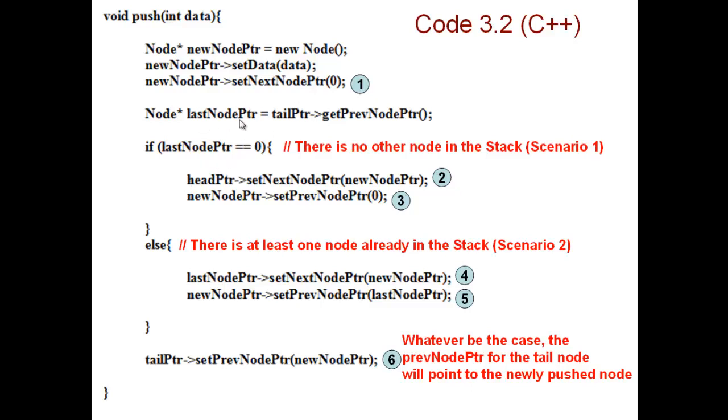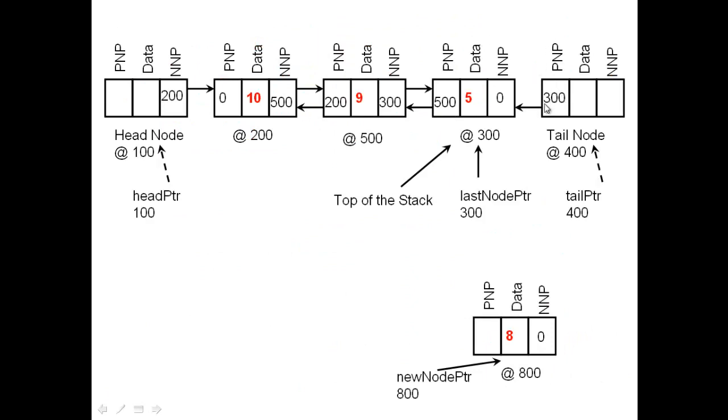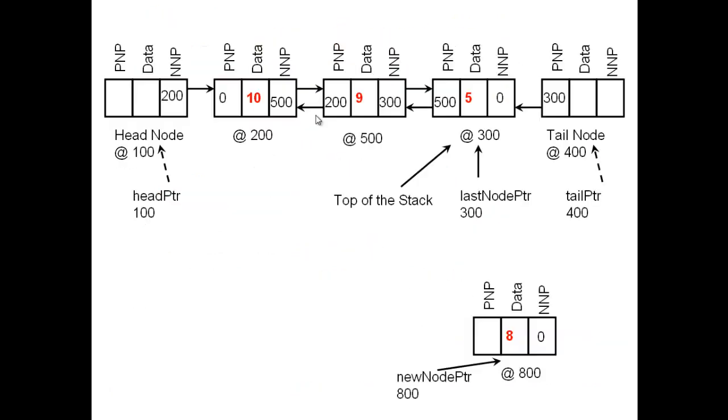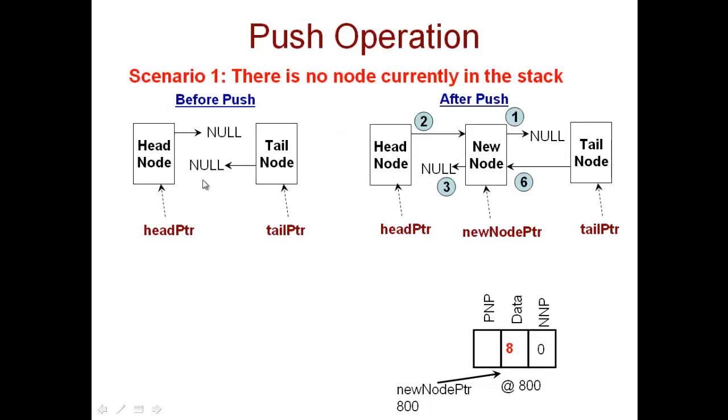Now think about it. Based on these four statements, which is really this last statement that is setting the last node pointer, when would that be null? It would be null if the value stored in the previous node pointer for the tail node is null. So if this value is null, then last node pointer will be null, right? Because we are storing only this value, the previous node pointer for the tail node, in the last node pointer with this statement. So when would this previous node pointer in the tail node be null? If the stack is empty to begin with, there's no previous node to the tail node.